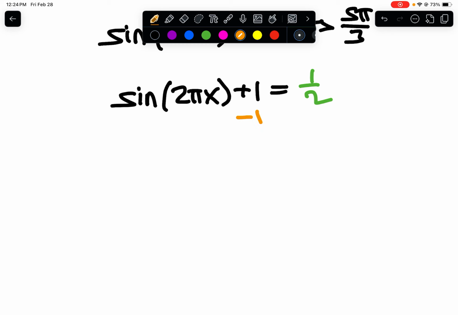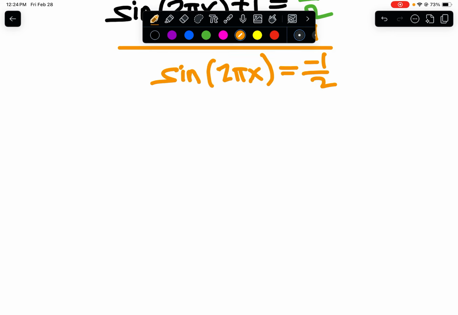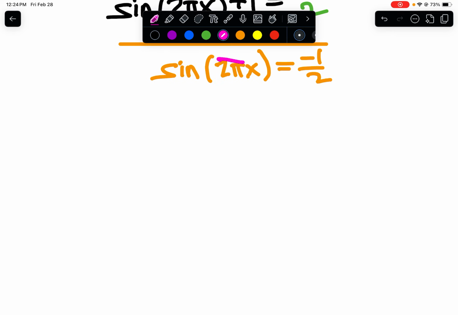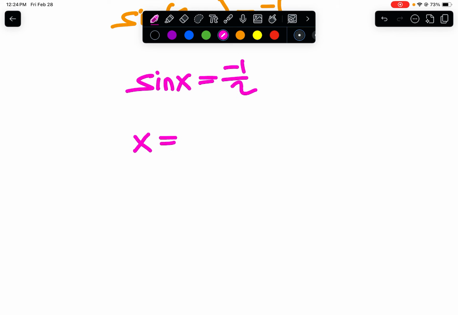So the next step is I'm going to go ahead and subtract 1 on both sides. That's going to leave me with sine 2 pi x equal to negative 1/2. For this next part, I'm going to ignore the b value for a second. So I'm just going to evaluate sine of x where it's equal to negative 1/2. That's going to happen at 7 pi over 6 and 11 pi over 6.